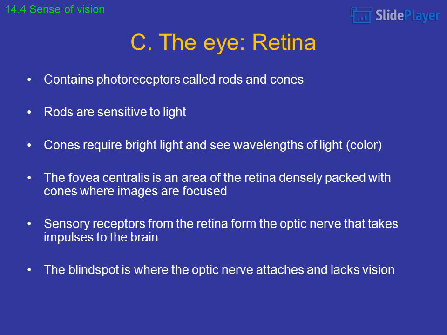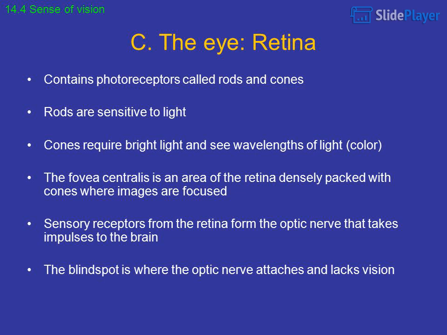14.4 Sense of vision. C. The eye, retina. Contains photoreceptors called rods and cones. Rods are sensitive to light. Cones require bright light and see wavelengths of light, color. The fovea centralis is an area of the retina densely packed with cones where images are focused.